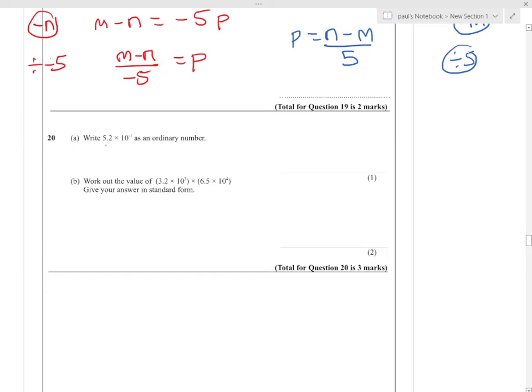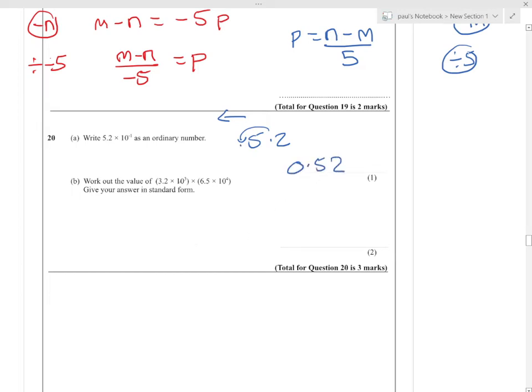Right, 5.2 times 10 to the minus 1 as an ordinary number. Right, so 5.2 to the minus 1, so we go that way. So it comes out as 0.52.